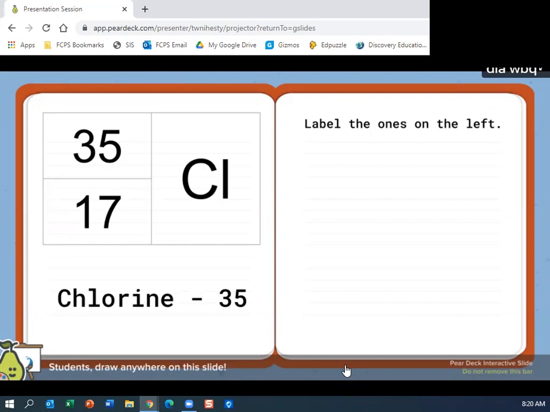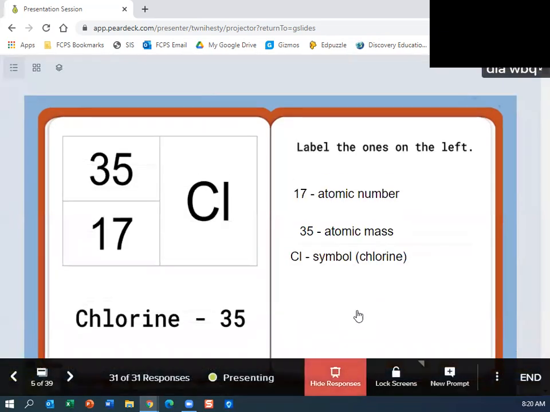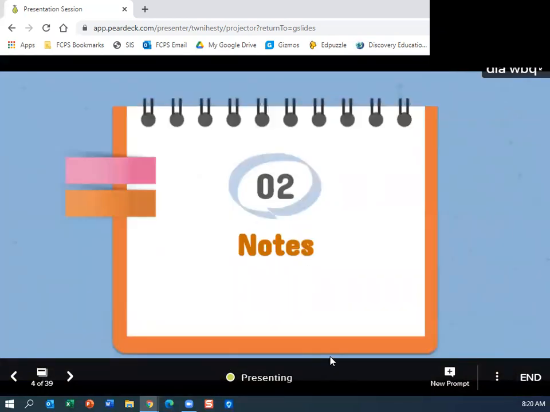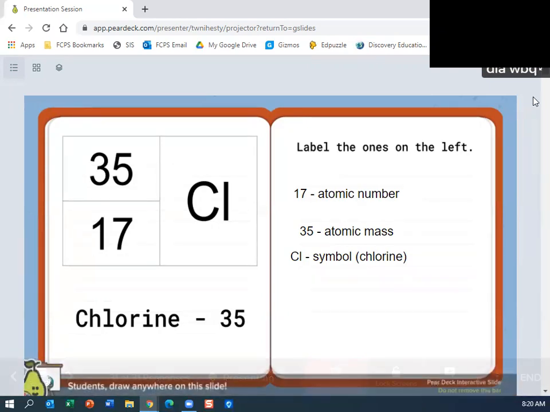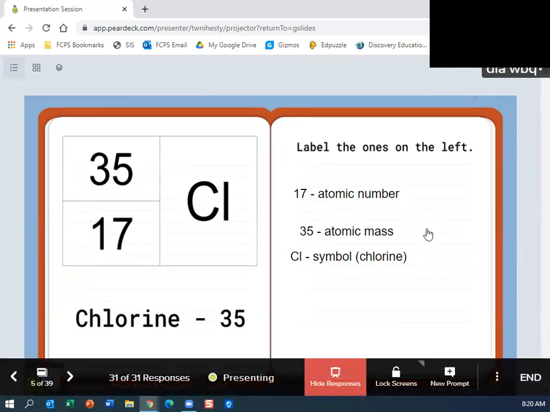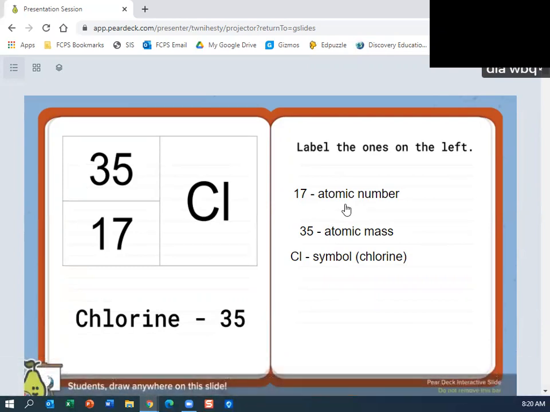All right, guys, let's go over this. When I was looking at your answers, I'm kind of iffy about it, but let's see what you guys get. So 17, you guys have atomic number. Is that what everyone got? That's correct.